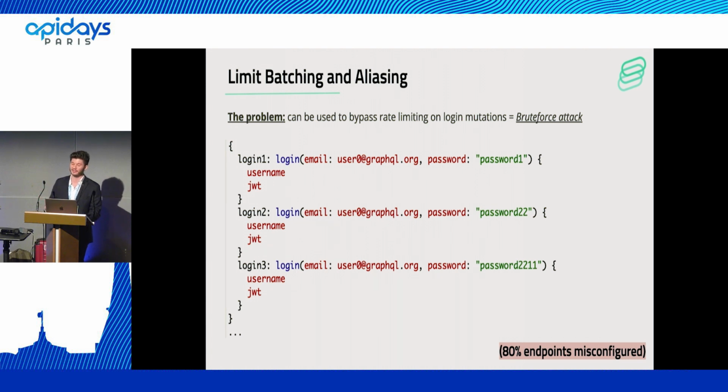So if you have, for instance, a login mutation inside of your GraphQL endpoint, this can be used to do a brute force attack by sending one HTTP query that contains, for instance, 100 login trials with different users and different passwords.